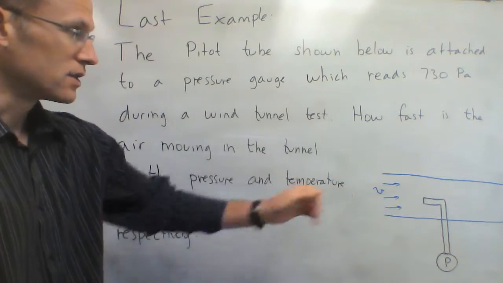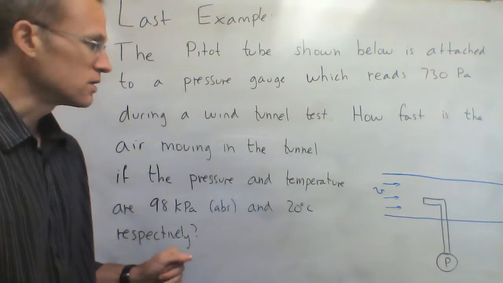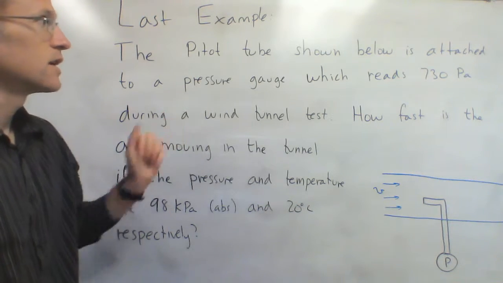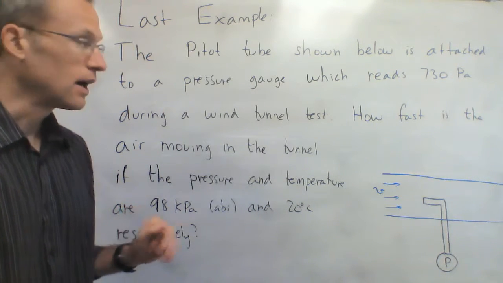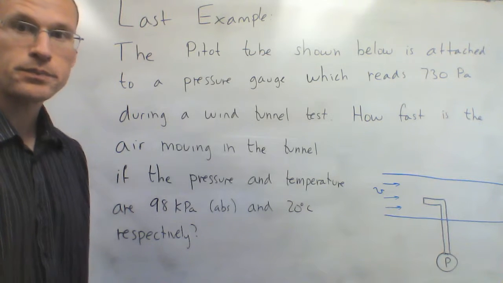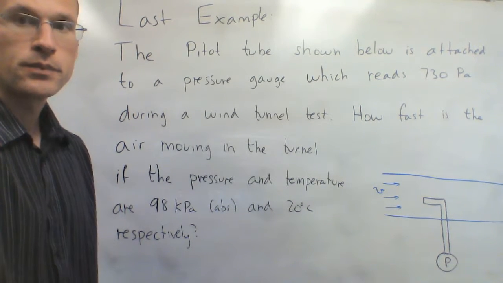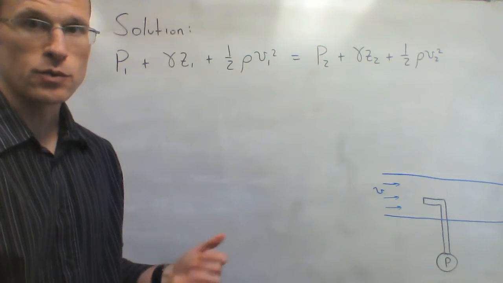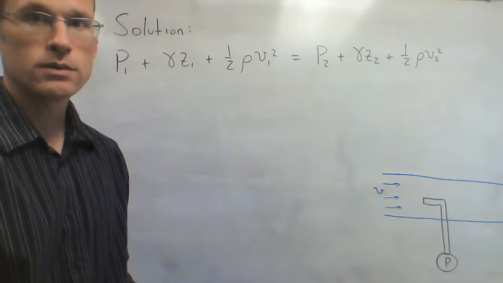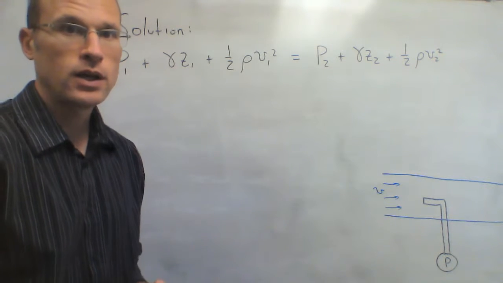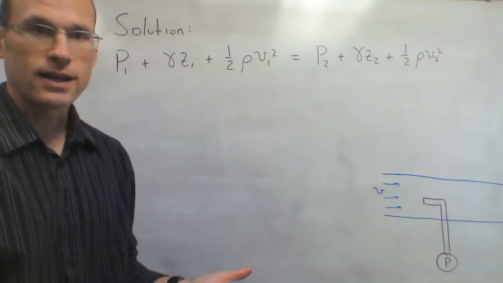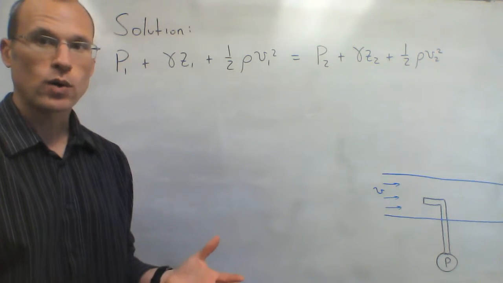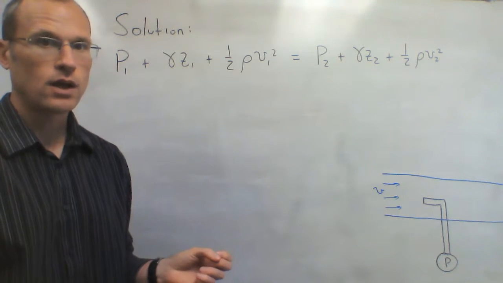I have this pitot tube in a wind tunnel, so velocity coming at a certain speed, and based on this pressure reading of 730 pascals, I want to know how fast that air is actually moving. So solving this, obviously going to use Bernoulli's equation again. P1 plus gamma Z1 plus 1/2 rho V1 squared, and it's the same thing at point 2. But again here, where is point 1, where is point 2? So again, where do I want to know things? Where do I know a lot of things?